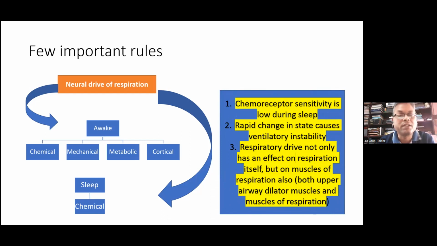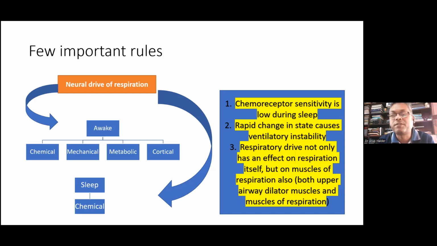So we have a different control of respiration during the awake state and during the sleep state. If there is a rapid transition between the awake and sleep state, that produces ventilatory instability. Suppose a cart is pulled by four horses and suddenly three horses are removed. If you do it very suddenly, then definitely there is going to be an instability. That happens especially during the rapid transition from wake to sleep and sleep to wake.